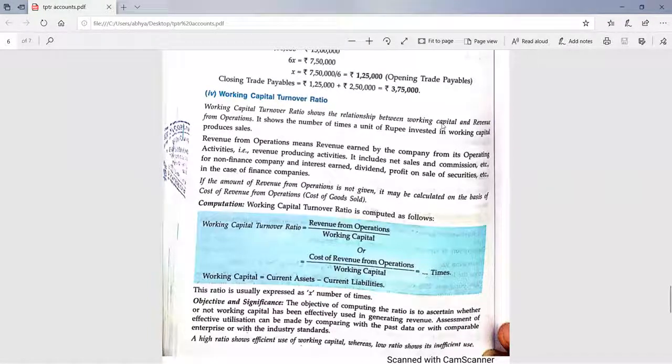It means there must be no excess of inventory, no excess of debtors, because working capital means all the current assets minus current liabilities. So higher the ratio is better. Higher ratio means efficient use of working capital.